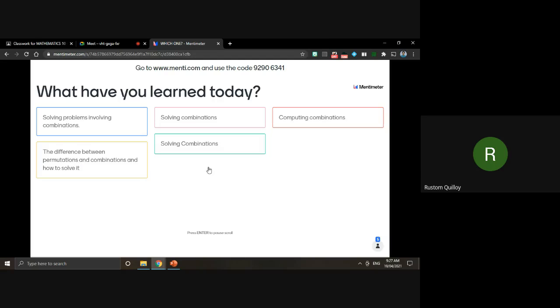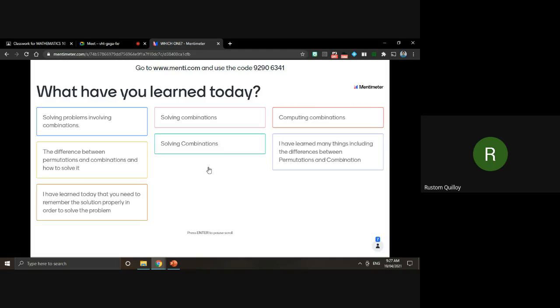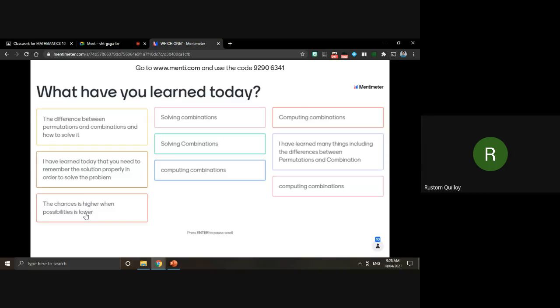Okay, I guess you have learned about how to solve problems involving combinations, how to compute combinations, and the difference between permutations and combinations and how to solve it. I have learned many things, including the difference between permutations and combination. Computing combinations again. I have learned today that you need to remember the solution properly in order to solve the problem. Yes, tama ito na dapat alam mo kung siya ba ay about permutation and combination para maging tama yung sagot. Kasi halimbawa, mali yung pagka-identify mo, akala mo permutation, so magkakamali ka ng sagot.